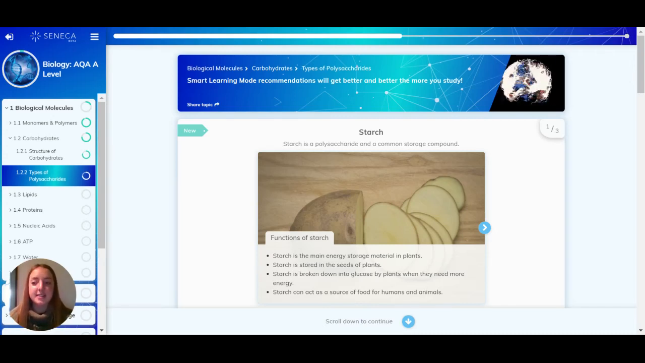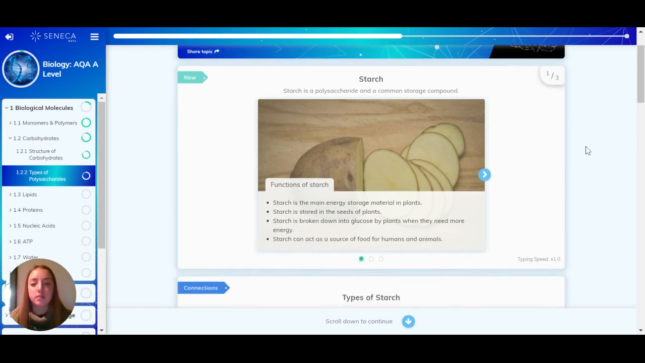In the next few minutes, I'm going to look at some types of polysaccharides with you. One example of a polysaccharide is starch, and this is a common storage compound. It's the main energy store in plants, so it's stored in the seeds of plants. You might find it in its tissues, in the tubers such as potatoes, that sort of thing. Starch is broken down into glucose by plants when they need more energy.